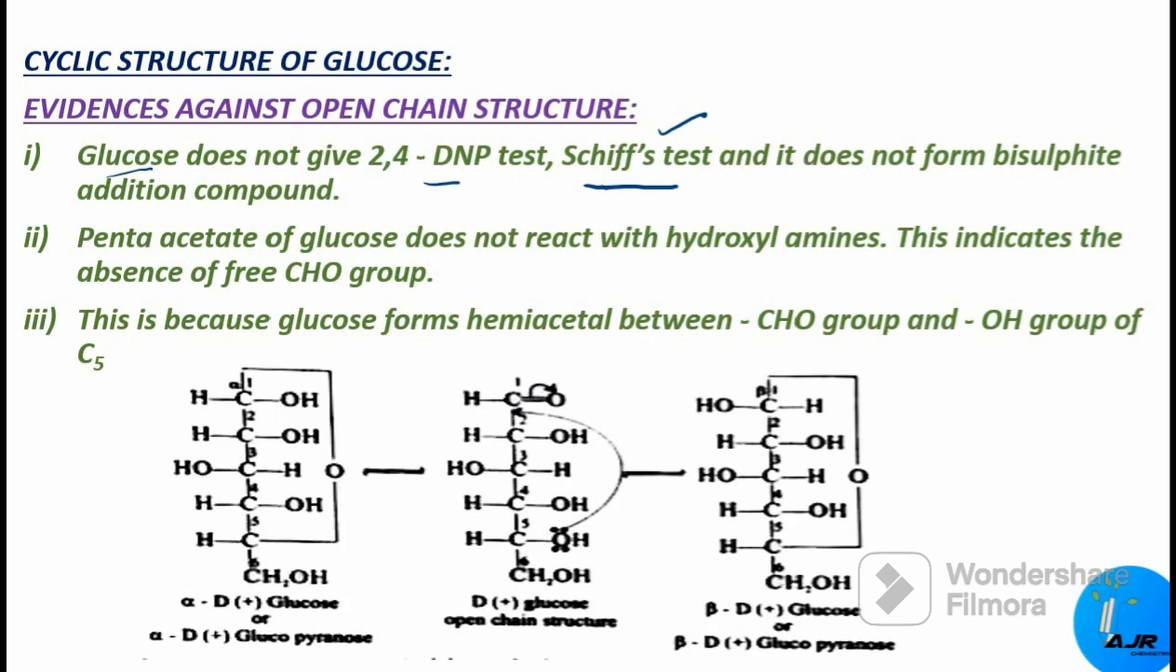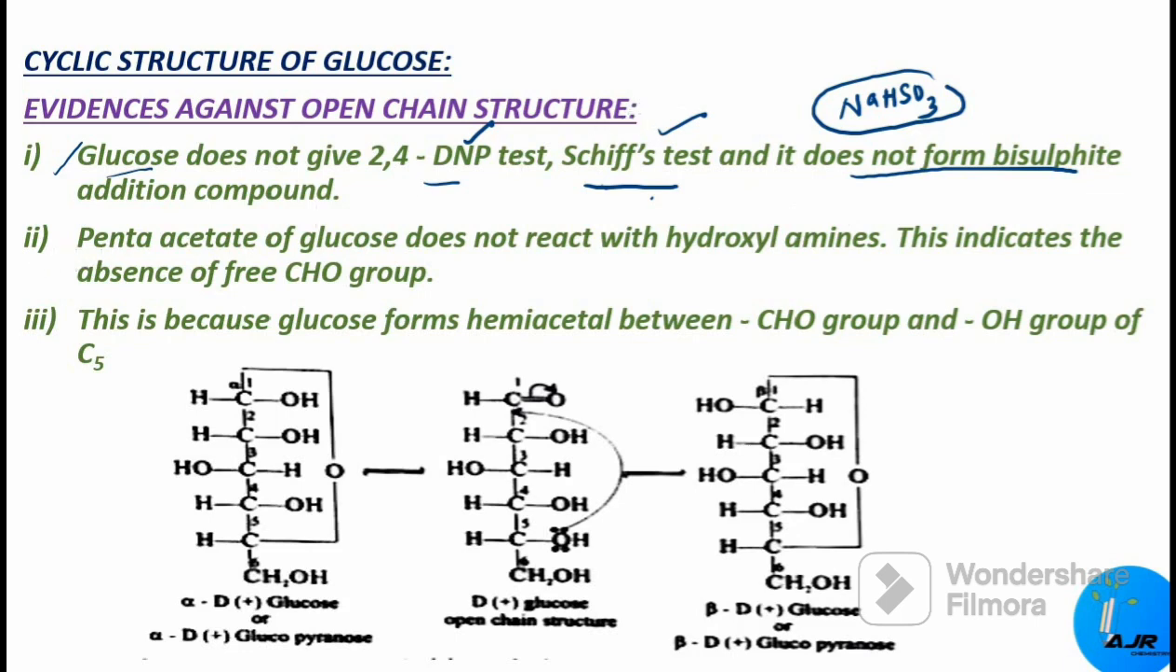Understood? And also it is not responding to the bisulfite addition product. It is not reacting with sodium bisulfite, NaHSO3, to form the bisulfite addition product. So this is the first evidence: no positive reaction with the DNP test, no reaction with Schiff's test, and no reaction with bisulfite. So this is a very good evidence against the open chain structure.